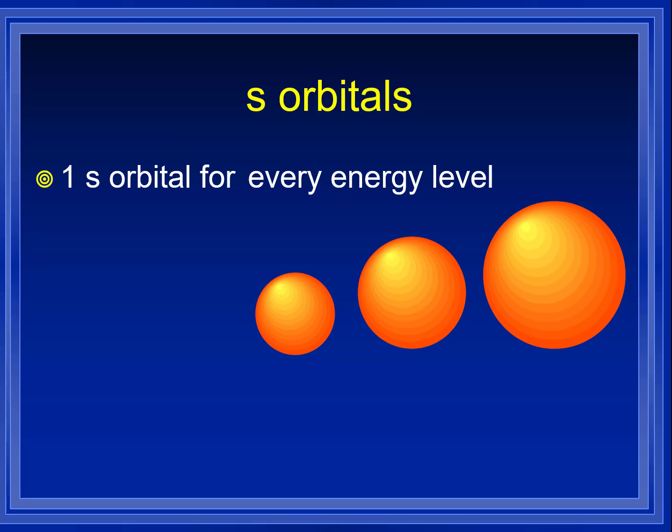Okay. The shape is actually what you would expect. It's a sphere. S orbitals are spheres, but s doesn't stand for sphere. S stands for sharp, because there's a whole group of lines. If you remember, we looked at hydrogen and had a whole bunch of single lines, but you looked at helium and saw a whole bunch of double lines.